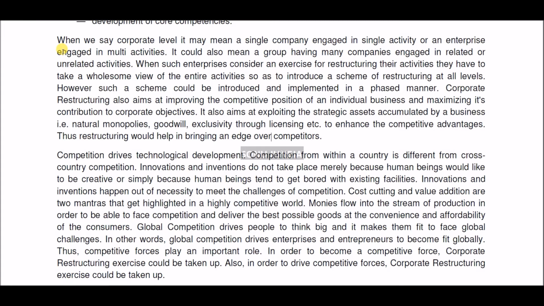Obviously, two big companies coming together, there will be a monopolistic strategy. However, the competition act regulates everything, but by the end of the day, certain benefits and exploitation that could be considered as natural monopolies, goodwill, and those are especially through licensing. It gives you the competitive advantage.